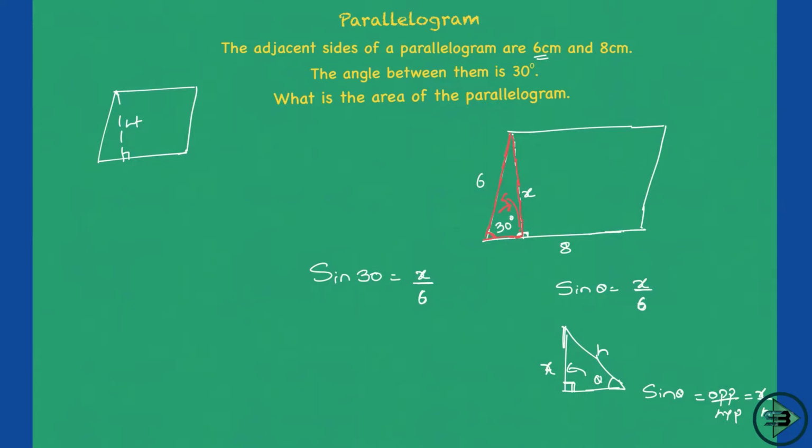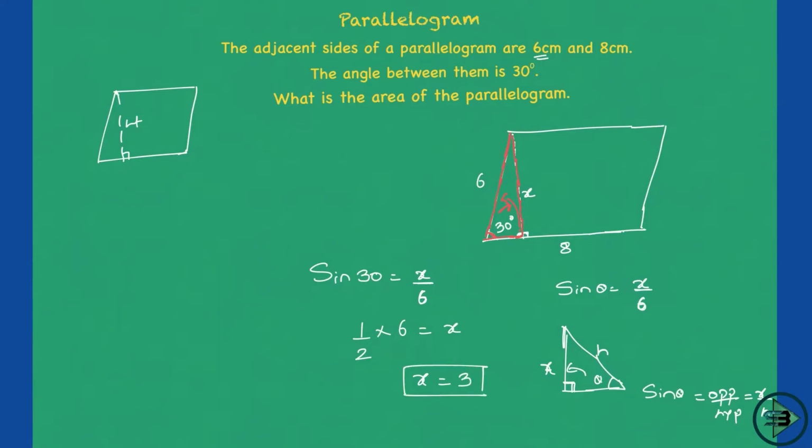But what is sine 30? You should know this table as well. Sine 30 is equal to half. So half into 6 is equal to x. So x comes out to be 3.